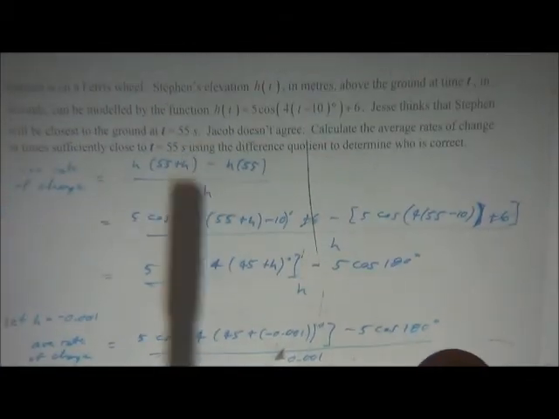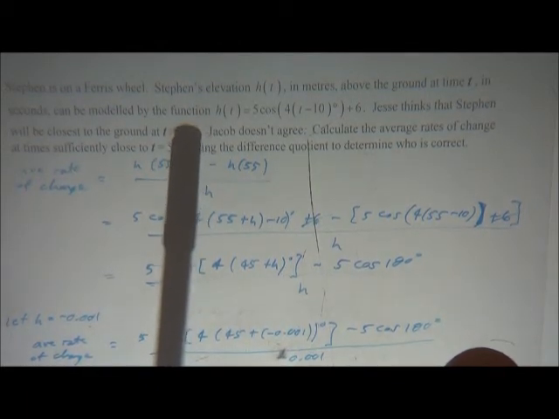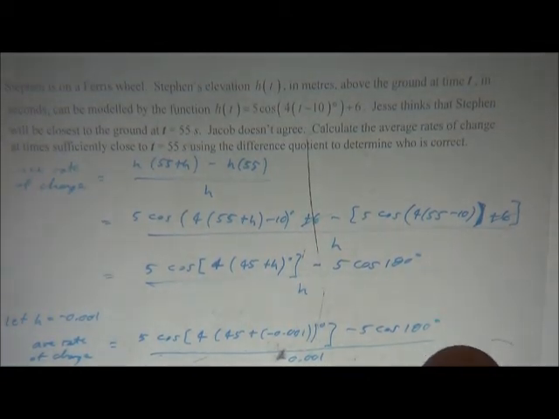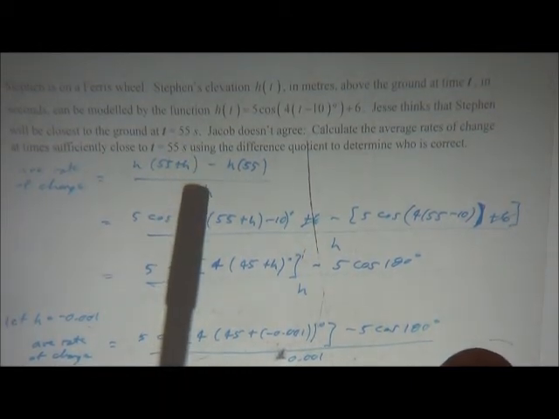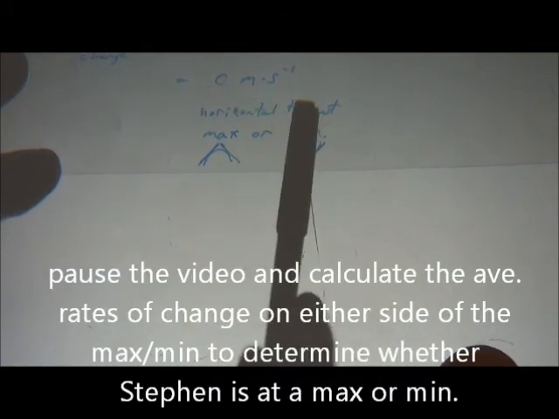Okay, so what you can do is, we know that 55 then is the max or the min, then maybe what you can do is find the average rate of change to the left of this, preceding that at t equals 53 seconds, and then following at t equals 57 seconds, for example, and then work out a couple average rates of change, one to the left, one to the right, and then you can determine whether it's a max or a min by the rates of change on either side of that horizontal tangent.